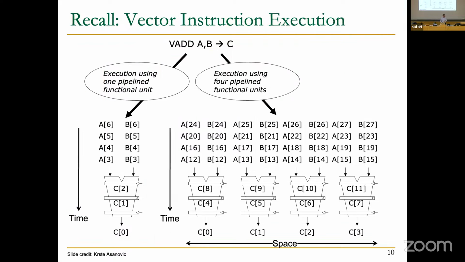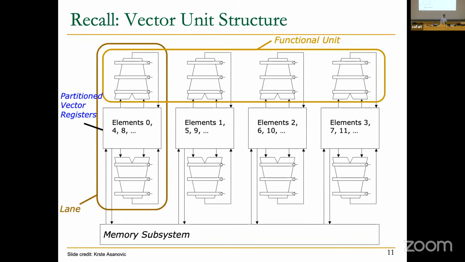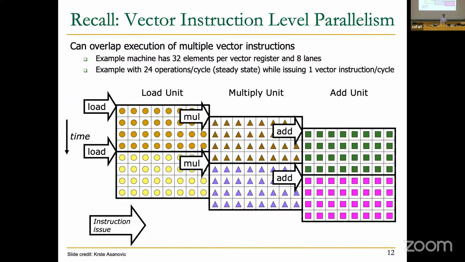So these 2 pictures, this picture and this picture, keep that in mind. You're going to see it again. In fact, this picture, you're going to see it again also. Here, the terminology is vector processing or SIMD processing. You can overlap the execution of multiple vector instructions. So in this particular case, you have 32 elements per vector register and 8 lanes.